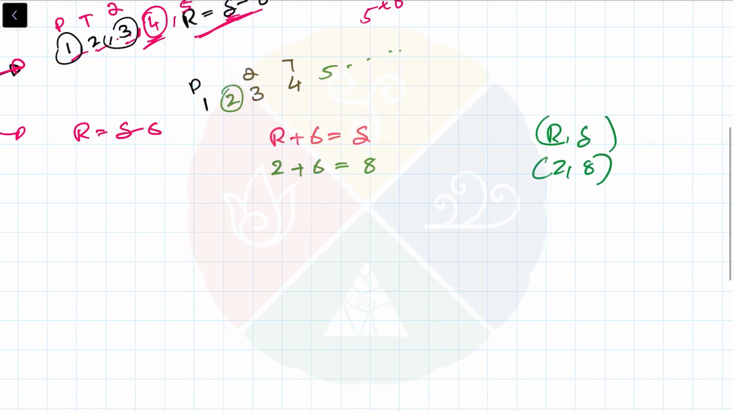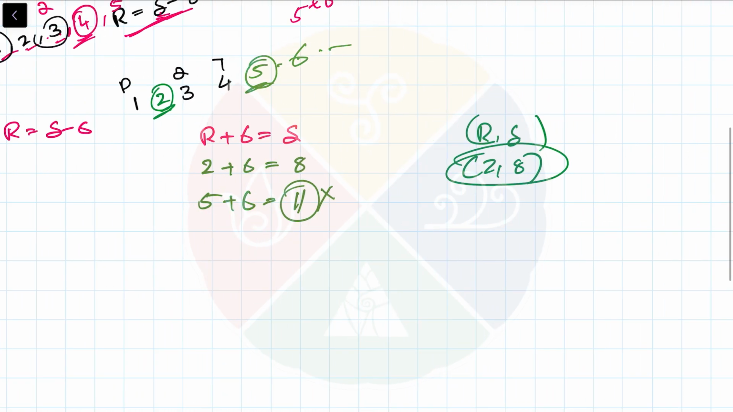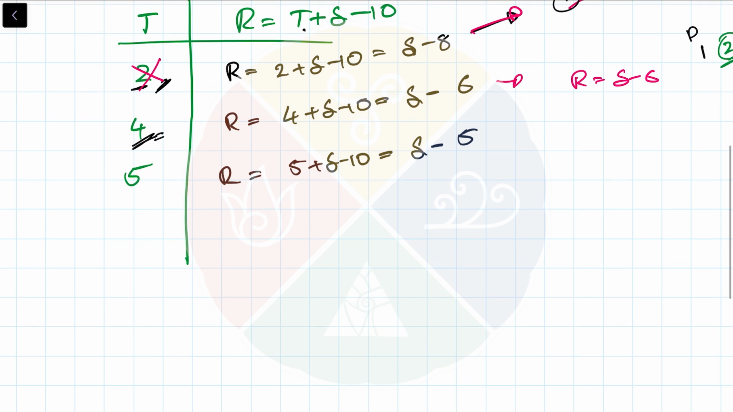Now the next combination: instead of 2, if I take 5, 5 plus 6 itself is becoming 11. S cannot be a 2-digit number. So that's it, I don't even have to check the further values. From here we got one combination for R comma S. Now let's take the last case, where T is going to be 5.